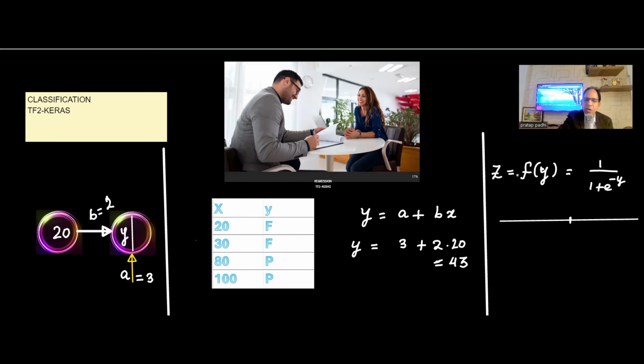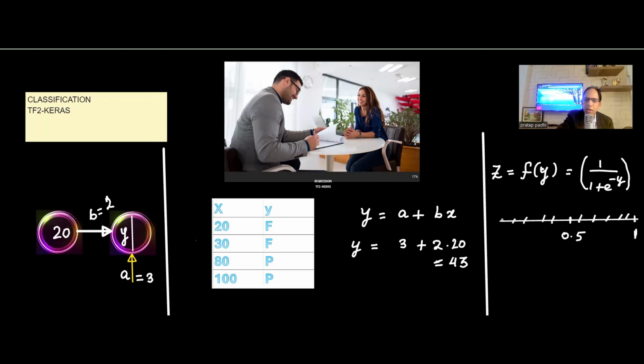I say z, okay? So that will be 43. If you put 43 here, you check it, it will always be greater than 0.5. That I know, because any positive number you get here will always give a positive number. Any positive number you write here in y will always give you a number greater than 0.5. But if you write a negative number here, you will get a number less than 0.5.